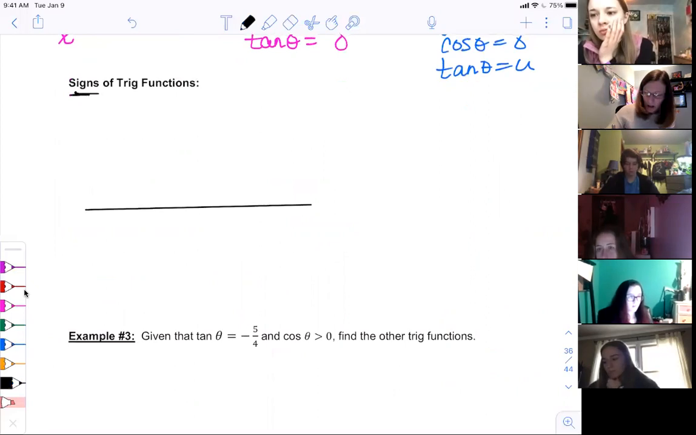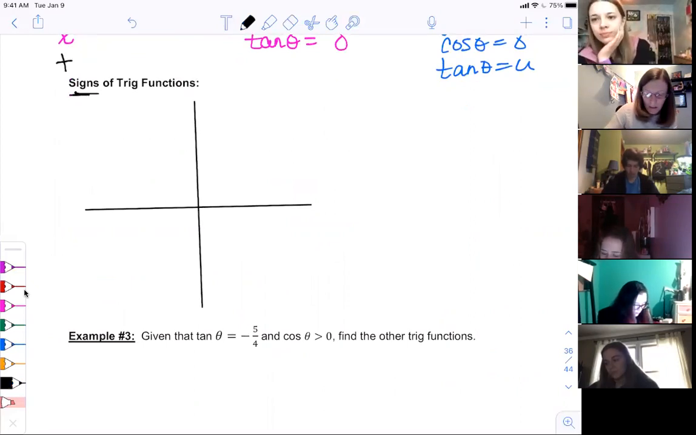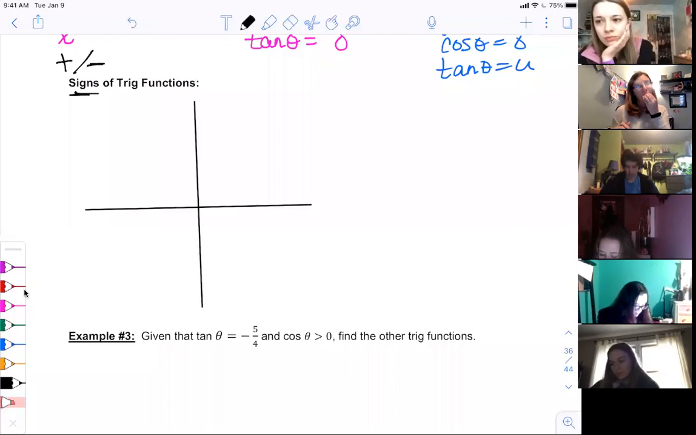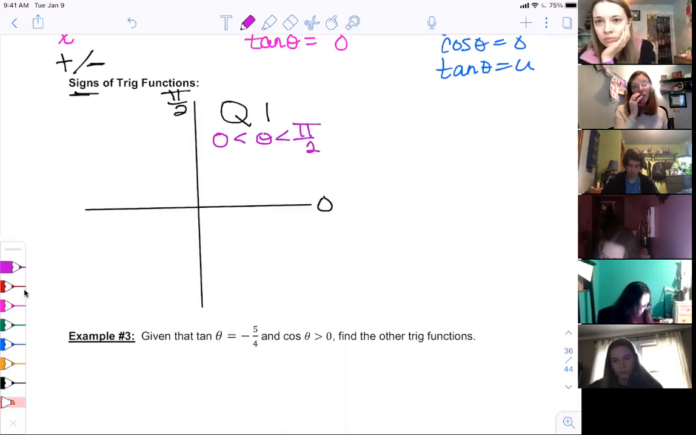And I'm just going to draw an xy axis. When we talk about the signs, we're talking about positive versus negative. So which functions are positive, which functions are negative? And we're going to start with quadrant 1. Quadrant 1 goes between 0 and pi over 2. So any angle that's between 0 and pi over 2 is in the first quadrant.